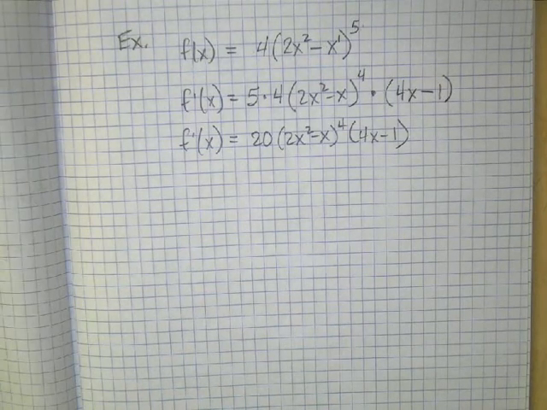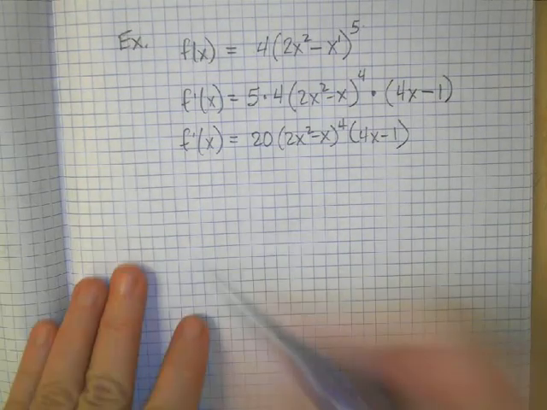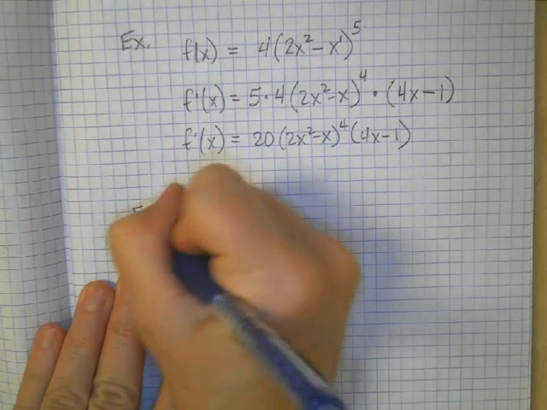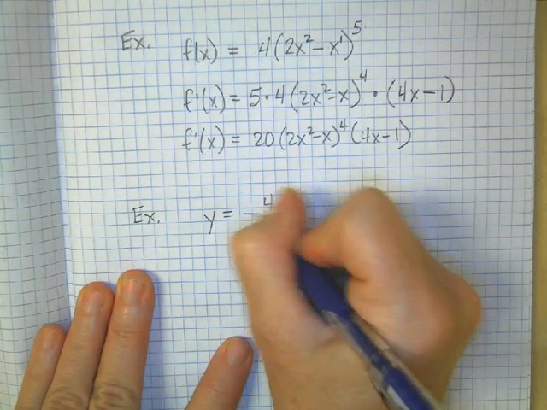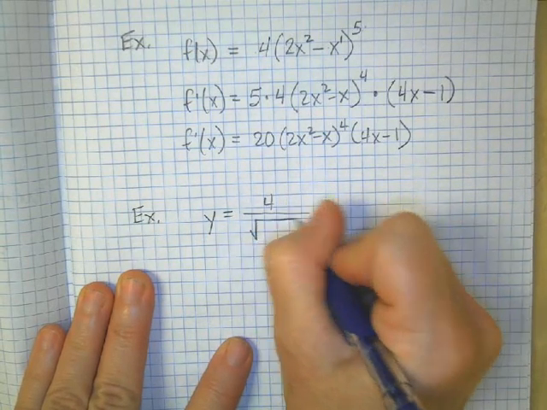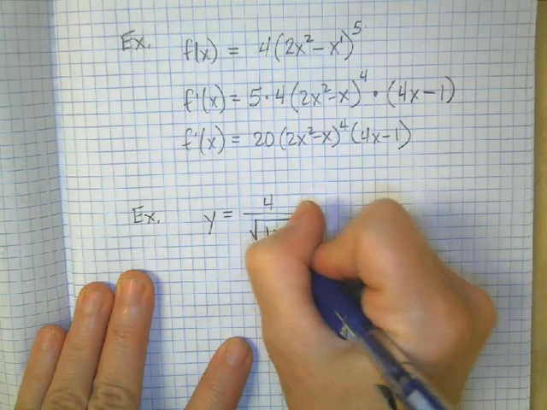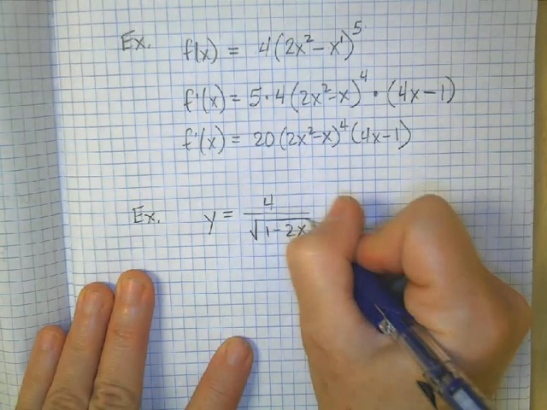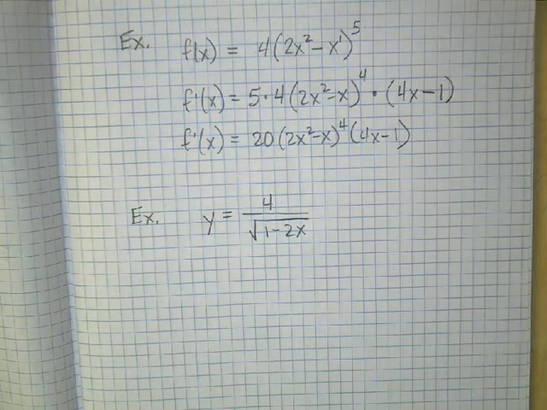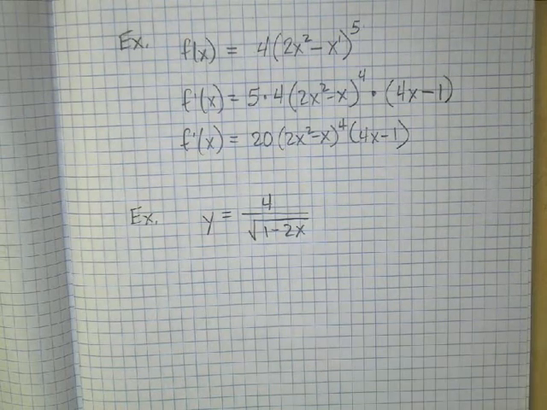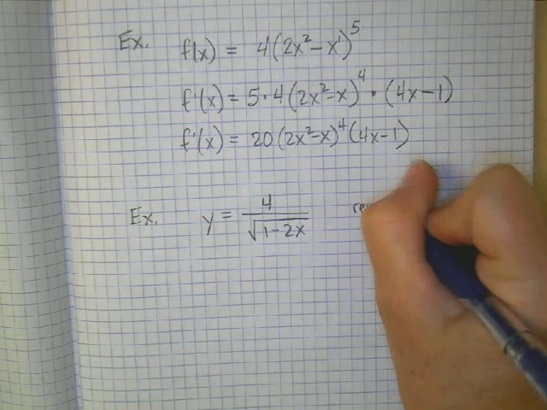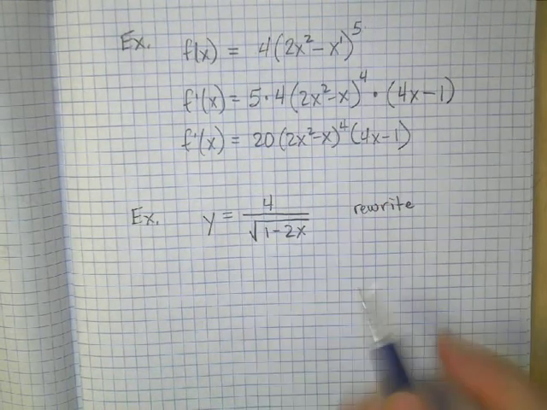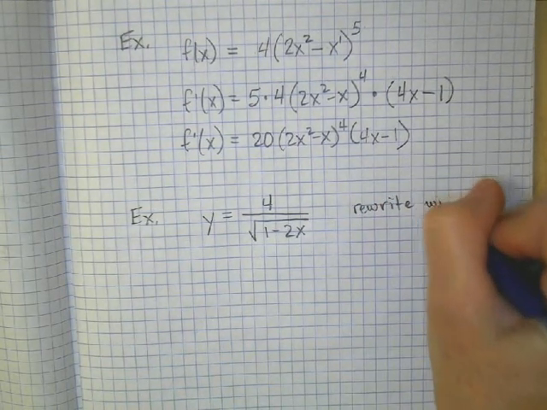And we can even do it with fractions. So for example, if I have y equals 4 over, let's do something really crazy, the square root of 1 minus 2x. Okay, first of all, we don't like having stuff in the denominator, so we're going to rewrite. And we also don't like having square roots, so we're going to rewrite with fractional negative exponents.